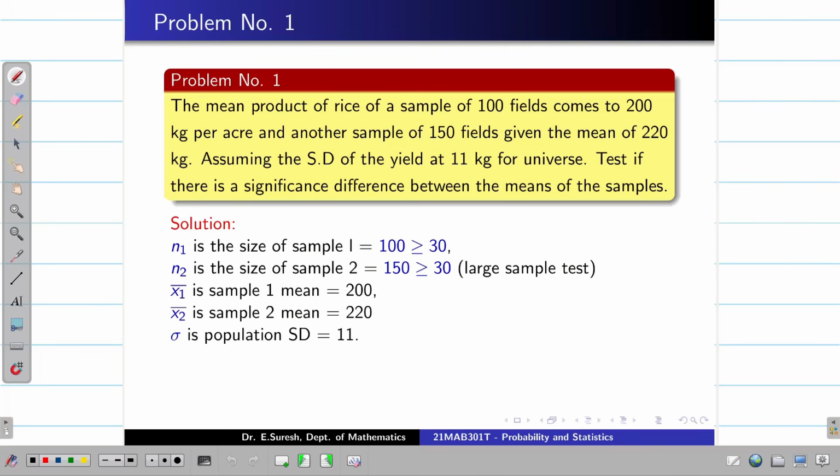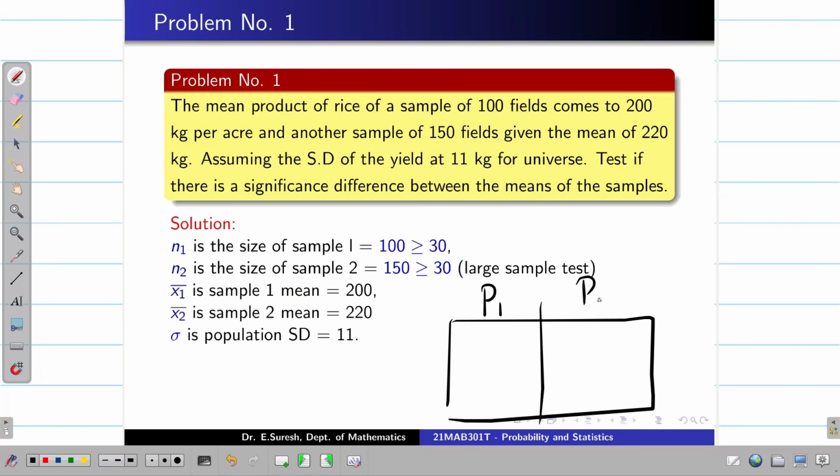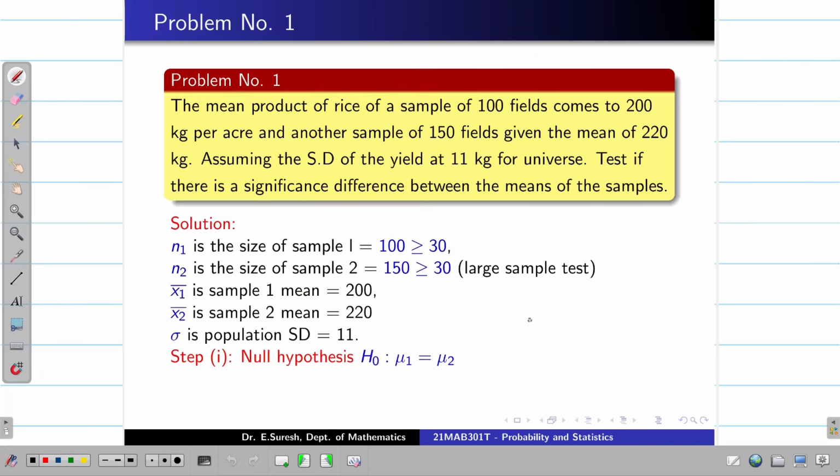Now the question is whether there is a significant difference. There is no significant difference between the means of the samples, that is what we are asked to check. The first sample comes from population 1 where the mean is mu1, and the second sample comes from population 2 where the mean is mu2. So I am going to write my null hypothesis.